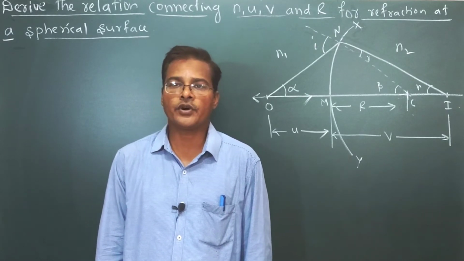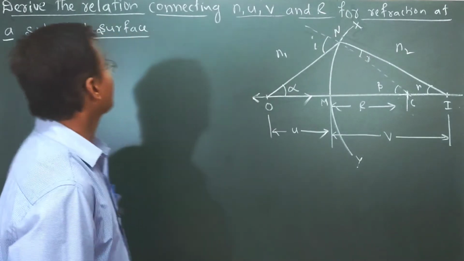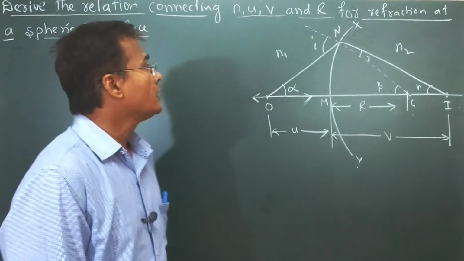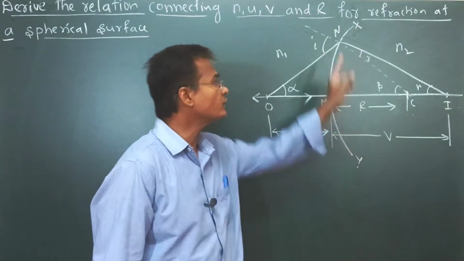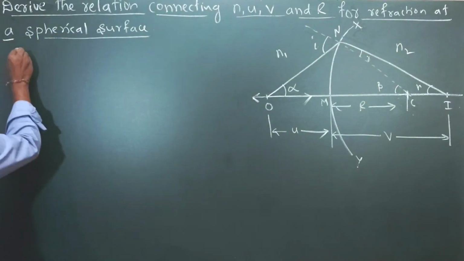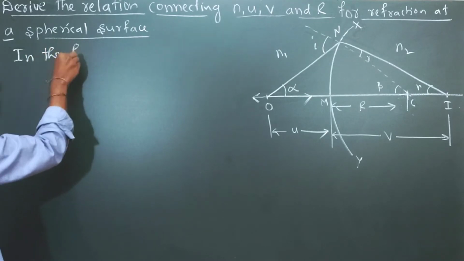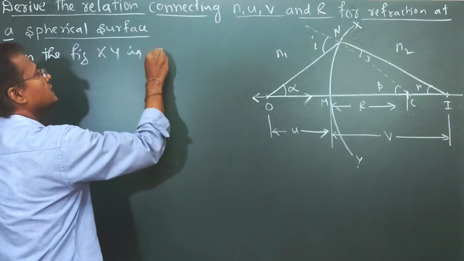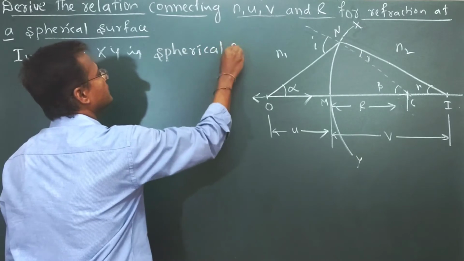So today it's one important derivation I am going to explain. That is, derive the relation connecting n, u, v and R for refraction at a spherical surface. So this XY is called the spherical surface. XY in the figure, what we are going to see now, in the figure we are going to see that XY is the spherical surface.